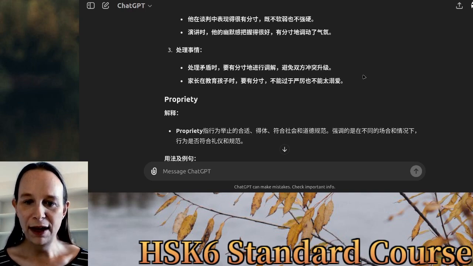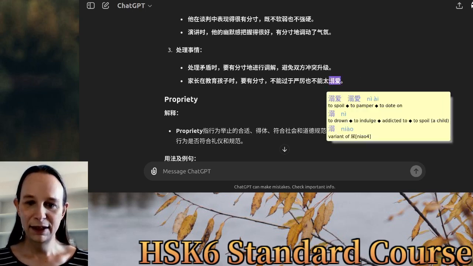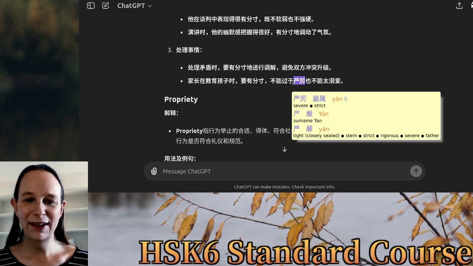家长在教育孩子时要有分寸,不能过于严厉,也不能太溺爱. 溺爱, spoil. Yeah, you can't excessively spoil your child, but also can't be too strict.